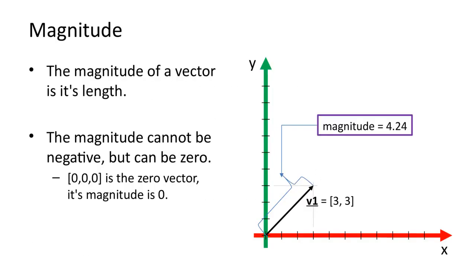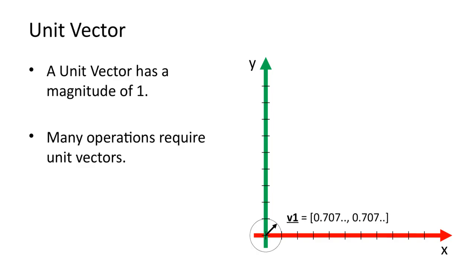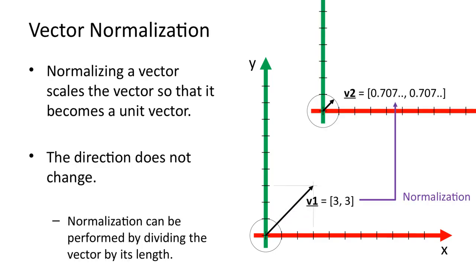The magnitude of a vector is its length. The length can be equal to or greater than 0. A vector can only have 0 length if it is the 0 vector. This is where all components in the vector are 0. But it cannot be less than 0. A unit vector is a vector whose length is exactly 1. Vector normalization is the process of setting the length of a vector to 1 unit. Normalization results in a unit vector. Next, we will look at the cross and dot products.